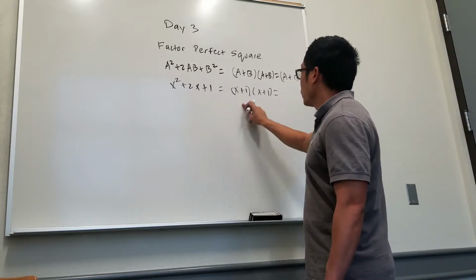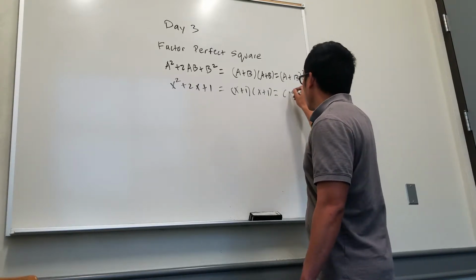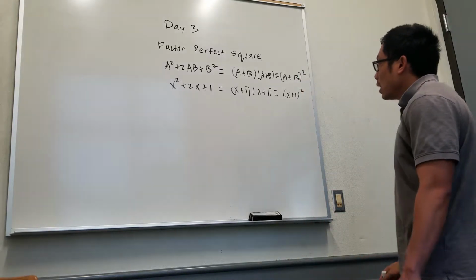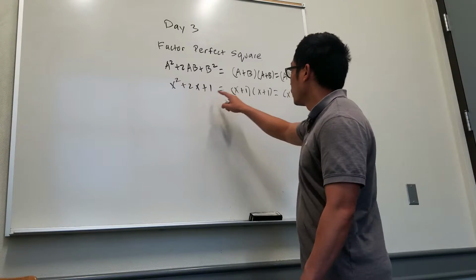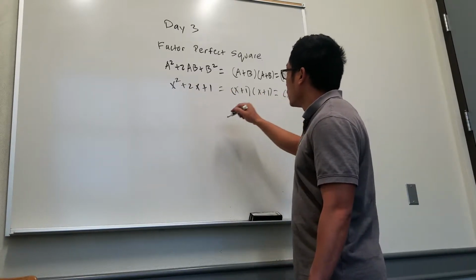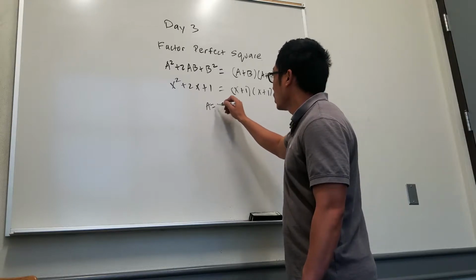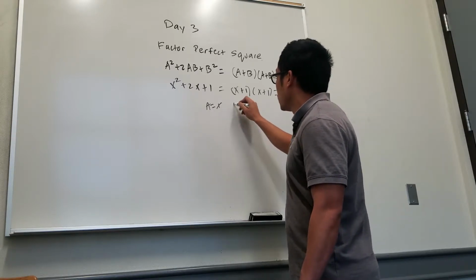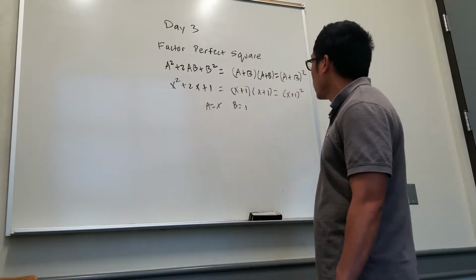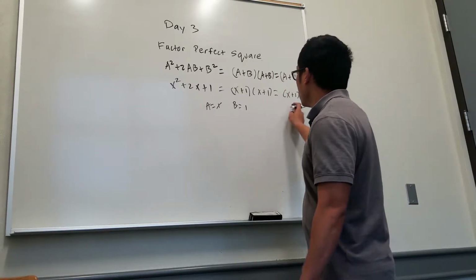But when you notice there's two of this, it's just x plus 1 squared. Applying the formula, you don't have to do it from here to here. You can just think about this being to this. Applying the formula, a is equal to x, and b is equal to 1, right? So applying that, you can go from here to here.